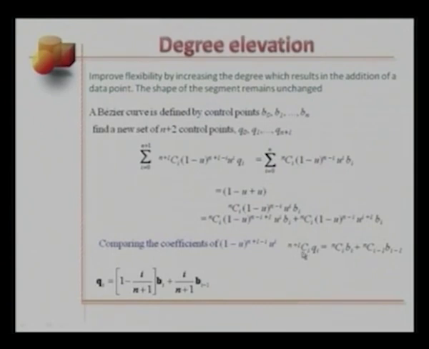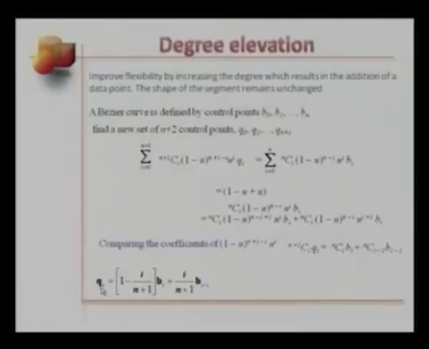You can expand n plus 1 combination i in terms of the respective factorials, and you can rearrange the terms to eventually get q sub i equals (1 minus i over n plus 1), the entire thing times b sub i, plus i over n plus 1 times b sub i minus 1. What do you notice here? q sub i is expressed as a linear interpolation between points b sub i and b sub i minus 1.